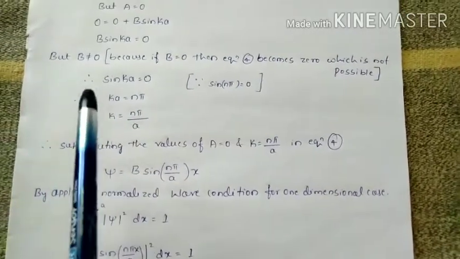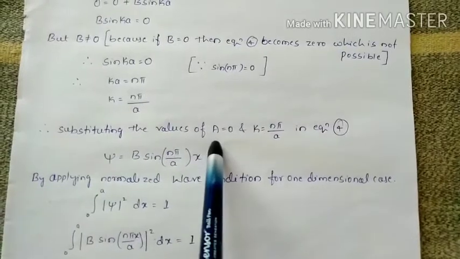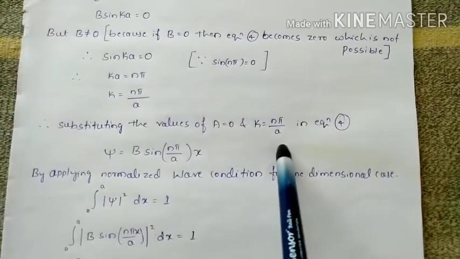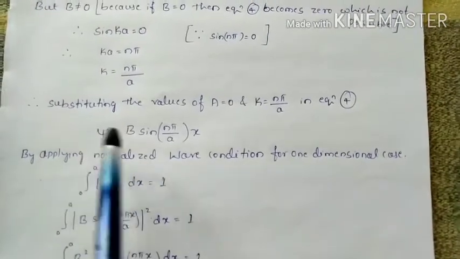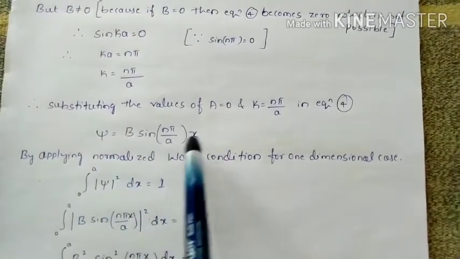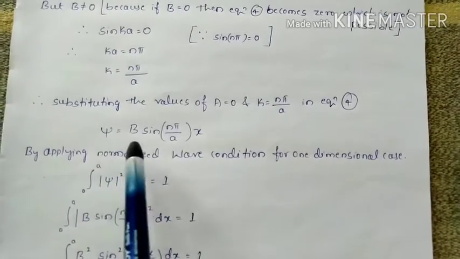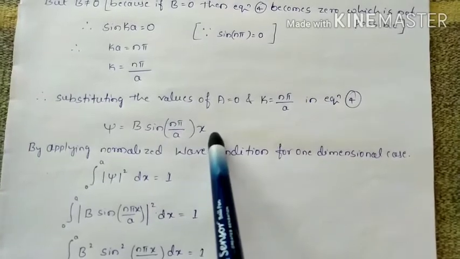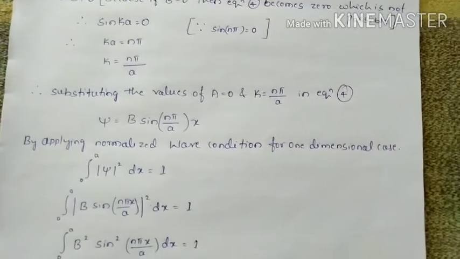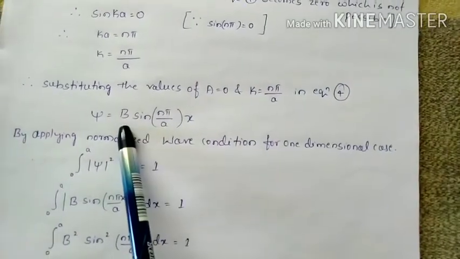Now we have got the value of A and we have got the value of K. So substituting the value of A and k equal to n pi divided by A in equation 4, we will get psi equal to B sine n pi divided by A into x. So we have got the value of psi equal to B sine n pi divided by A into x. This is the wave function. Now in this wave function still the value of B is unknown.